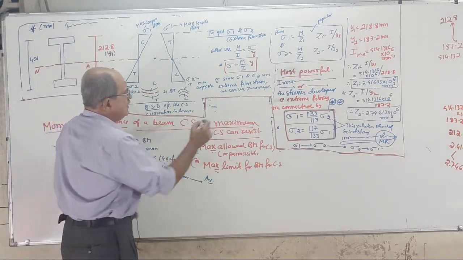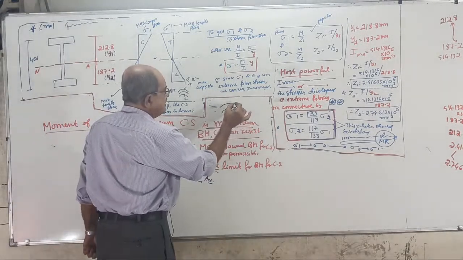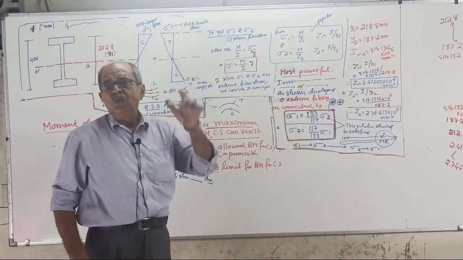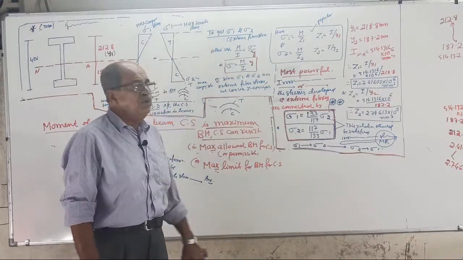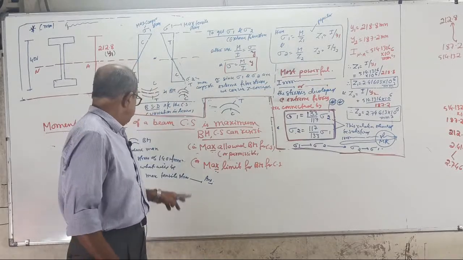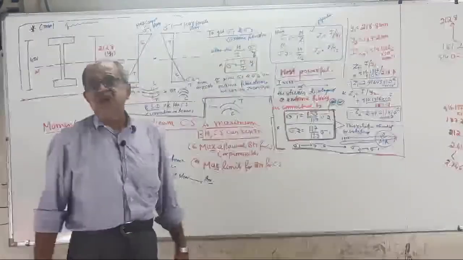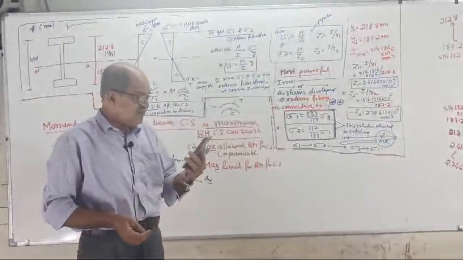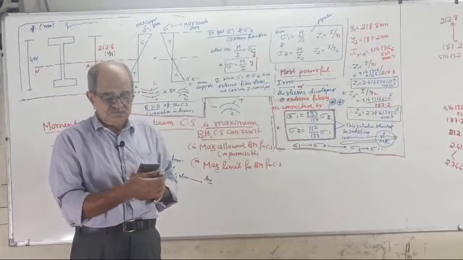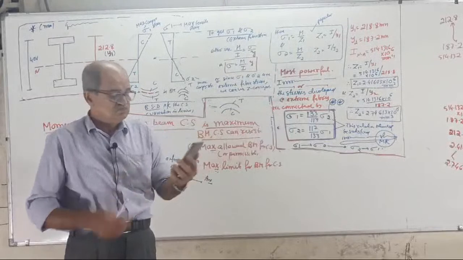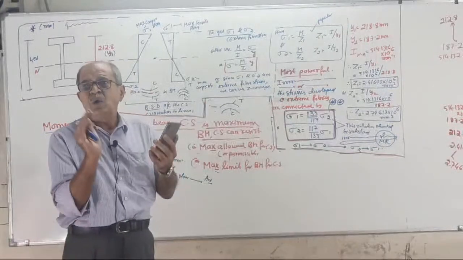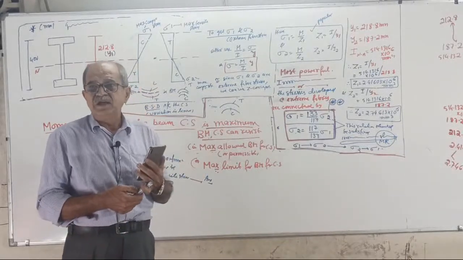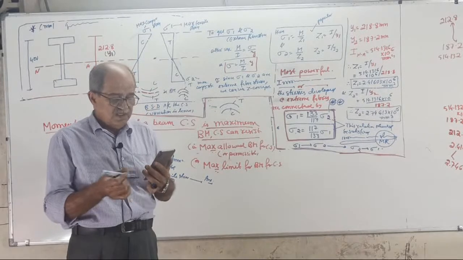They told what hogging BM. So tension at the top, compression at the bottom. Therefore, they want what hogging BM will produce compressive stress of 140. Tell me, which fiber stress you have to make 140? Sigma 1 or sigma 2? Which one you have to take? Fast.